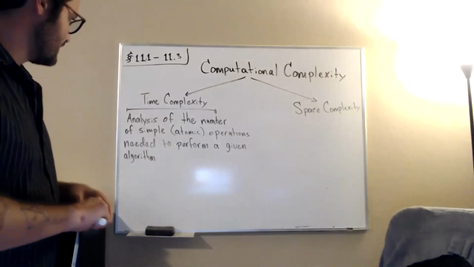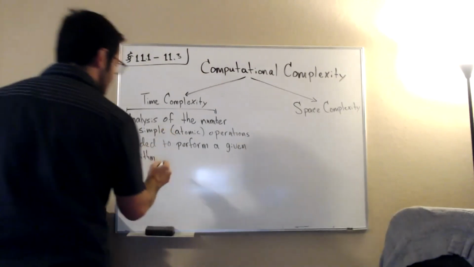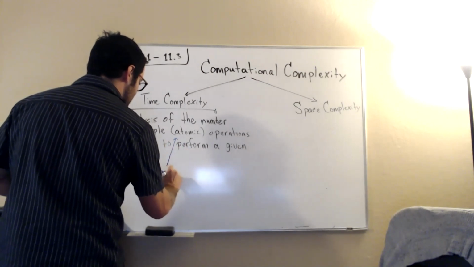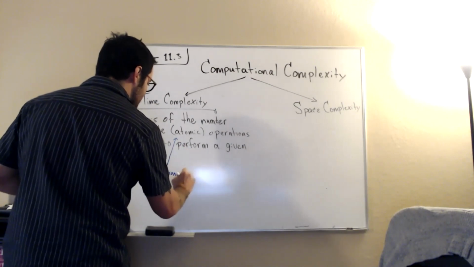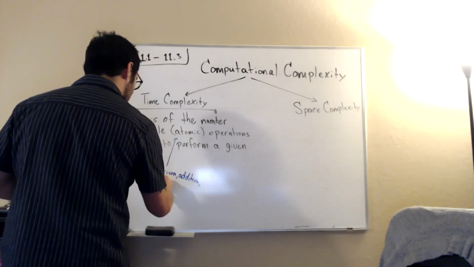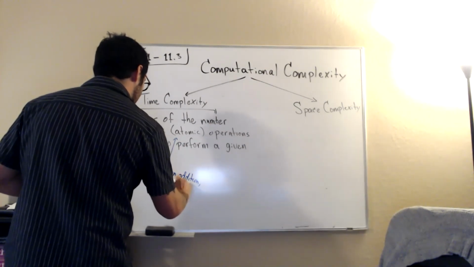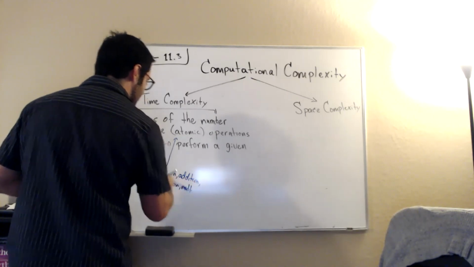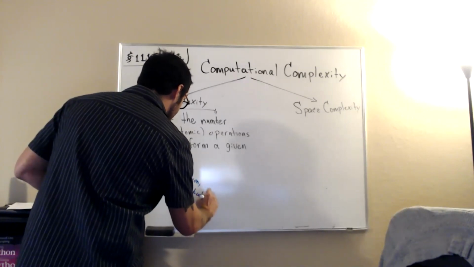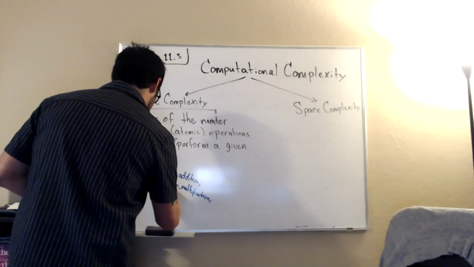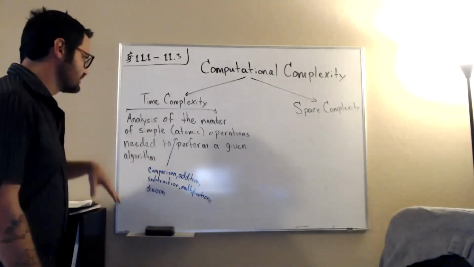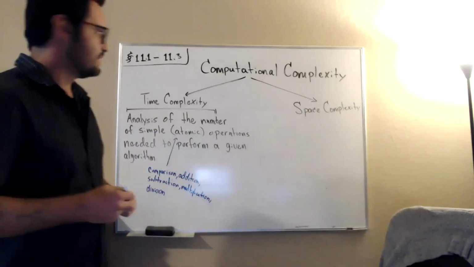Okay, so here, when I say simple or atomic operations, I mean things like comparison, addition, subtraction, things like this. Multiplication. So comparison is like a Boolean comparison between objects. Division. So these would be like atomic operations, simple operations. So time complexity is concerned with the analysis of the number of things needed to perform a given algorithm.